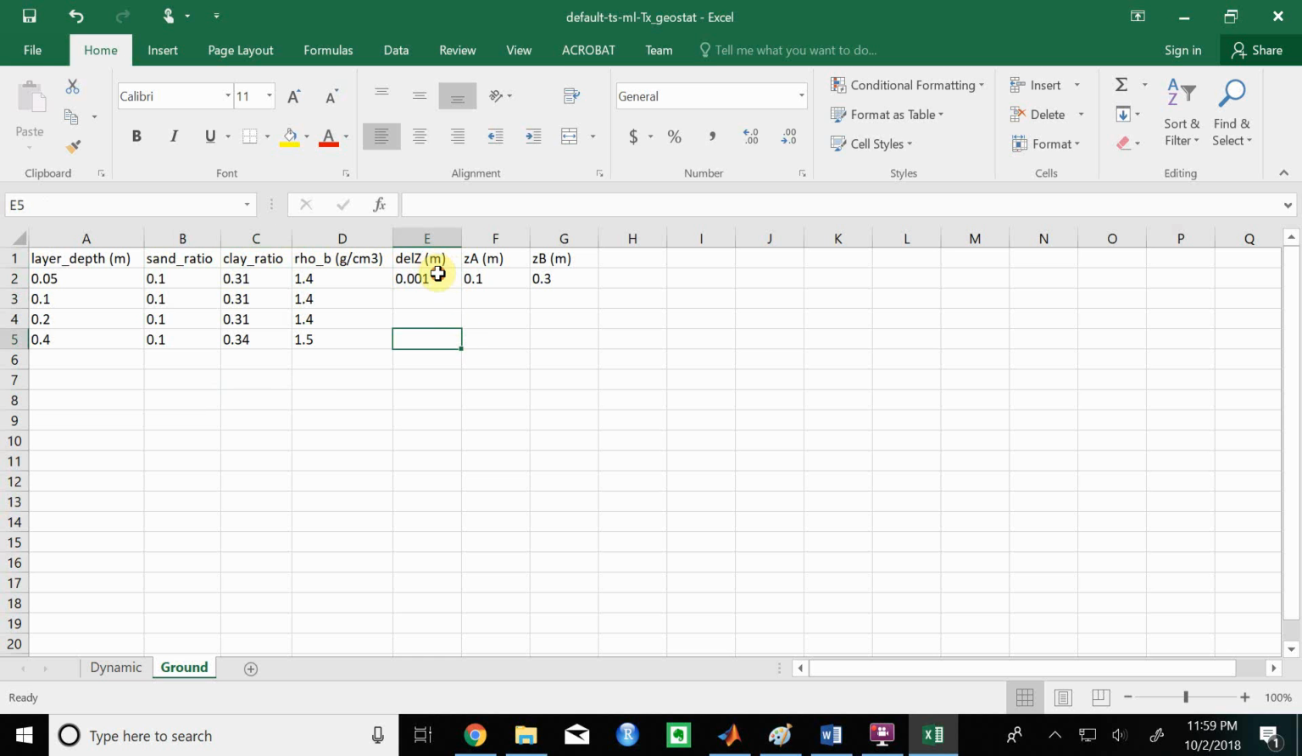Now, the last few variables here: del Z is the layer, I believe this is how you say it, discretization of each of these different layers. So this corresponds to 1 millimeter discretization.